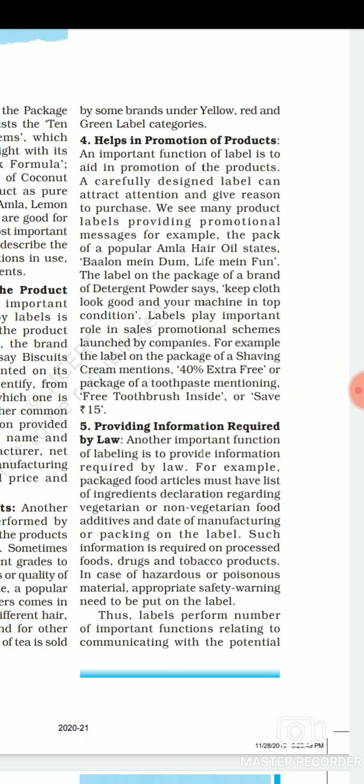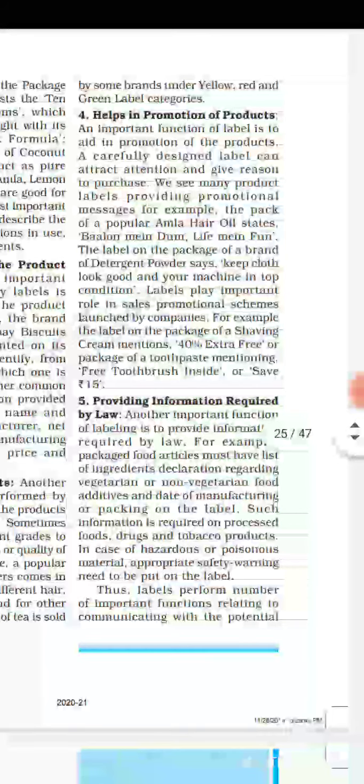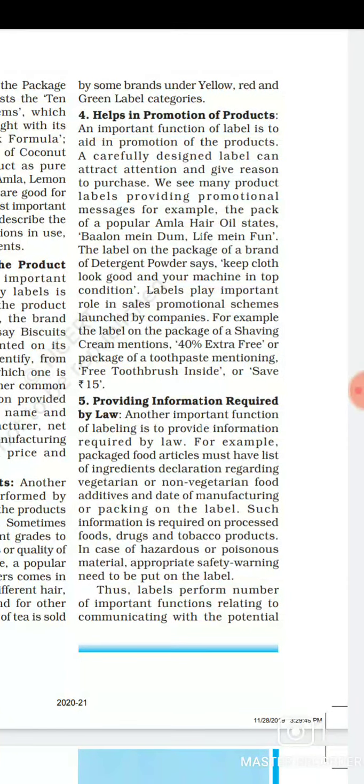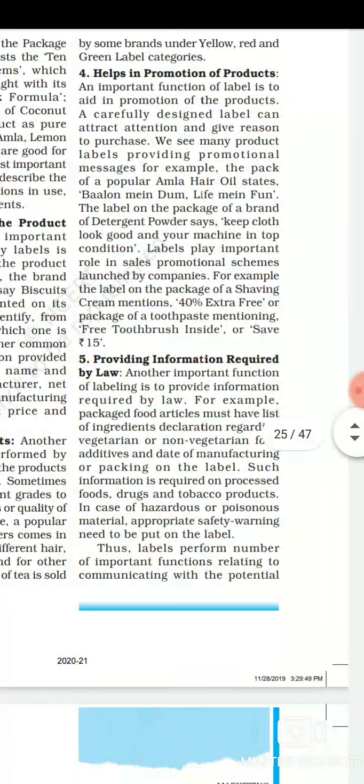By writing lots of messages in a graphical manner onto the product as a form of label, we are promoting our product also. Like you have seen certain examples of hair oils, I can take the example of amla hair oil only, where it was written "बालों में दम life में fun". So this is just giving a quality of that hair oil as a form of message. So this can also promote our product and persuade our customer to come and purchase it.